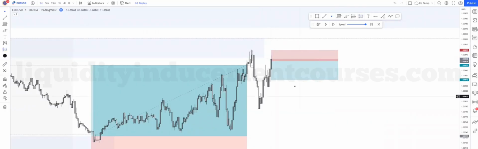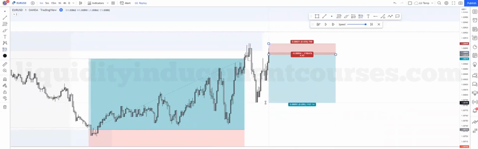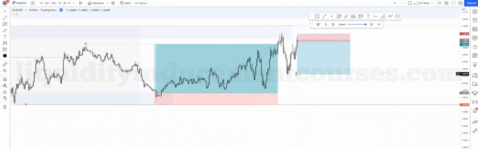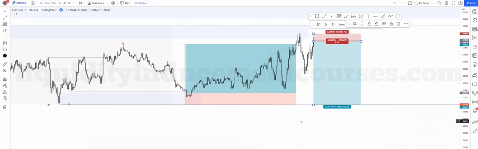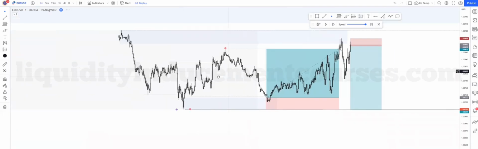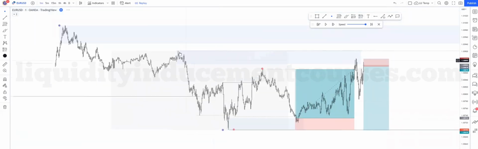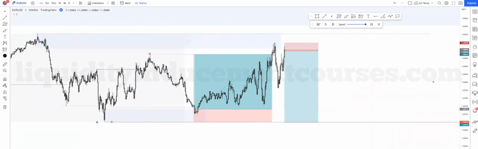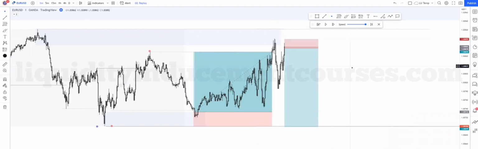So now we got a 2-pip. Nice. First target for 4R. It's not bad. Overall target, we're anticipating this low to get taken out. Now remember, I'm waiting for this to get taken. I want that to get taken. But, you know, let's still play these out. That's what I'm waiting for. Who knows? I may be wrong. But we're going to just follow the rules and trade what we see and not what we think, right?